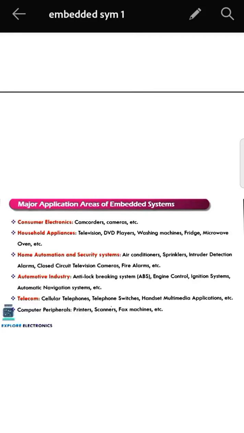Next, the automotive industry. In the automotive industry, anti-lock braking system, that is ABS, and engine control, ignition systems and automatic navigation system. In all these we are using the embedded system. In telecom we are using it in cellular telephones, telephone switches, handset multimedia applications, etc. In computer peripherals we are using it in printers, scanners, fax machines, etc. In the computer printer we are using the embedded system.